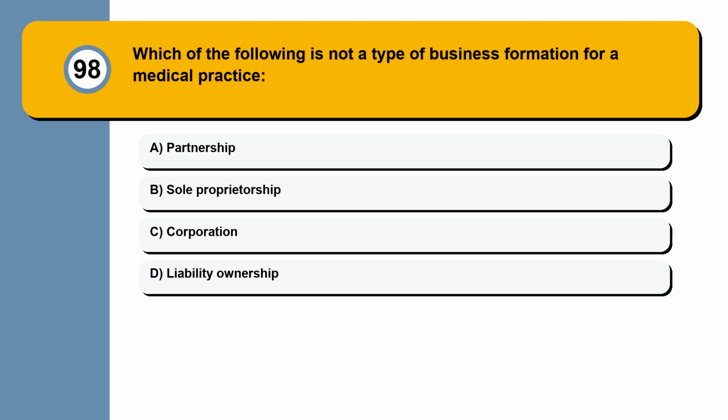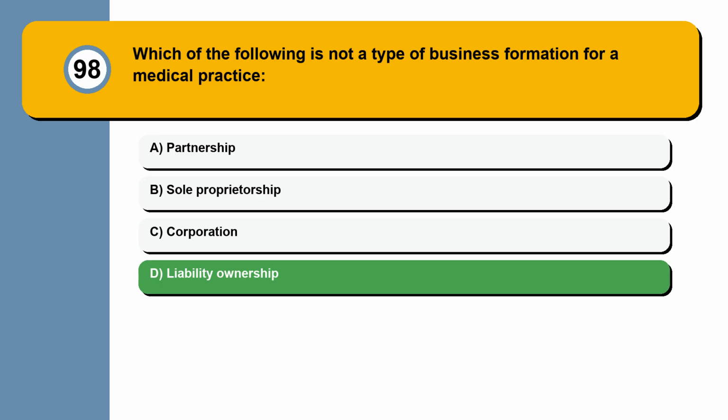Question 98. Which of the following is not a type of business formation for a medical practice? Here are your options. Option A, partnership. Option B, sole proprietorship. Option C, corporation. Option D, liability ownership. The correct answer is option D.